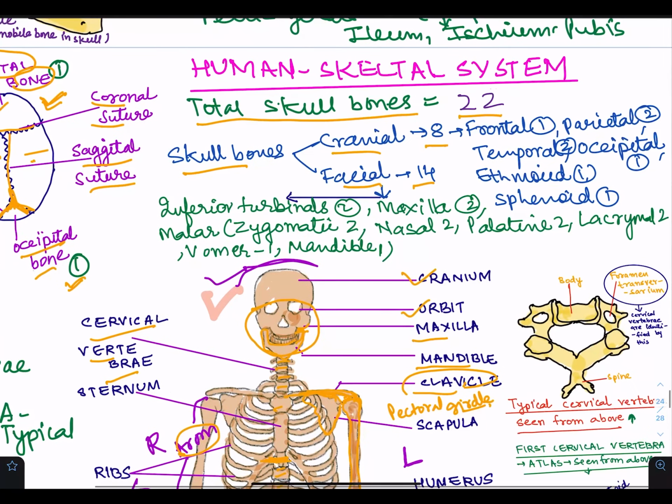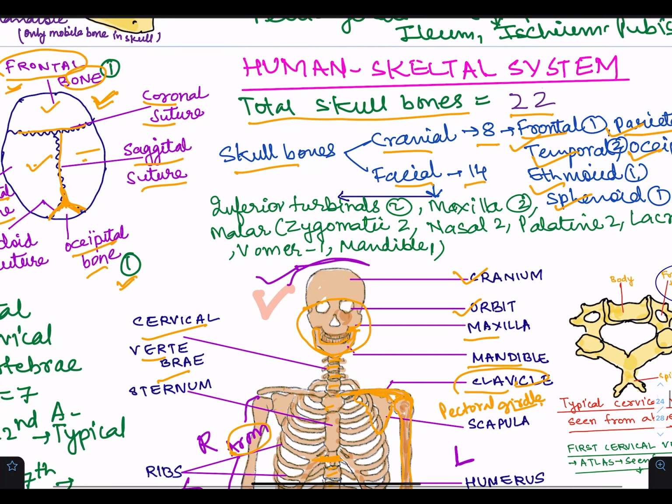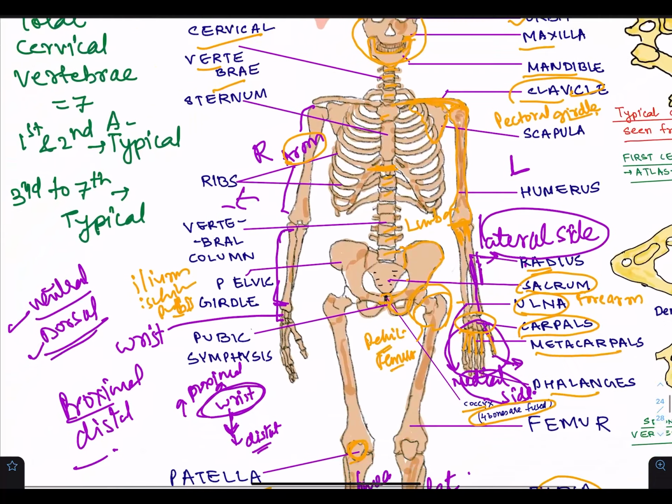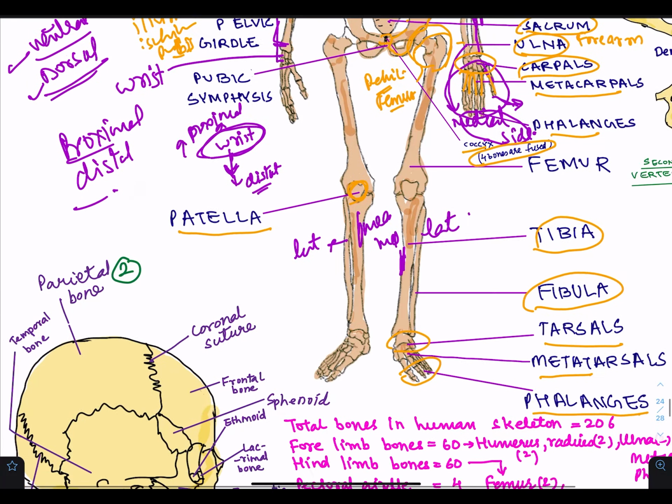Now, there are 8 cranial bones: frontal, parietal, temporal, occipital, ethmoid, and sphenoid. In the top view, we can see the bones frontal, parietal, and occipital here. The remaining bones we'll see in the lateral view of the skull.